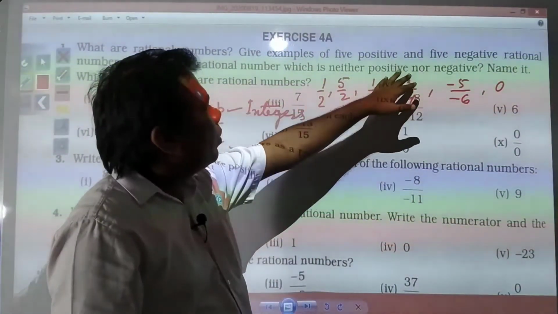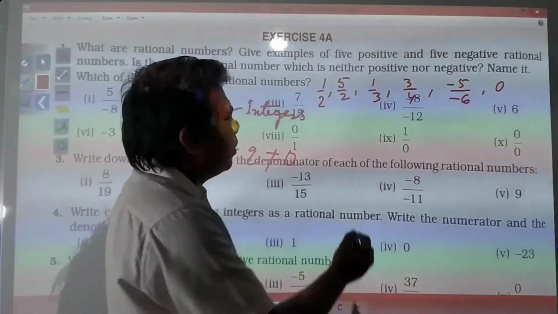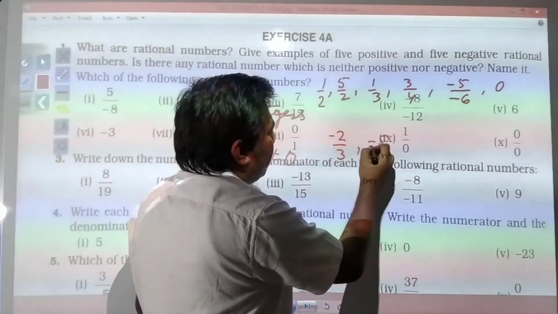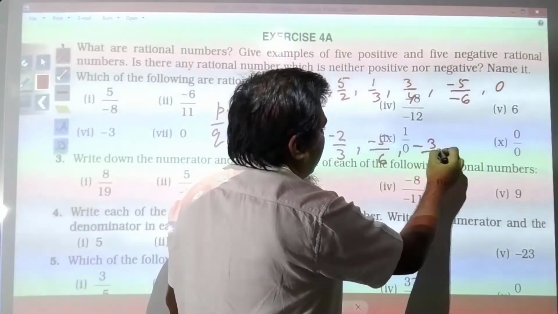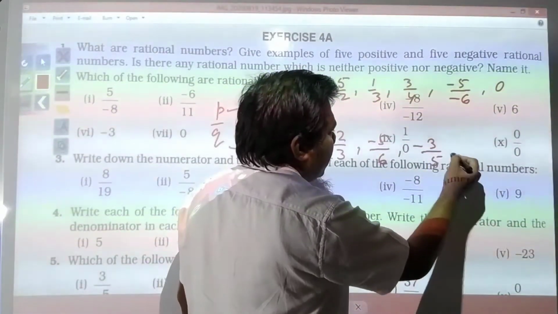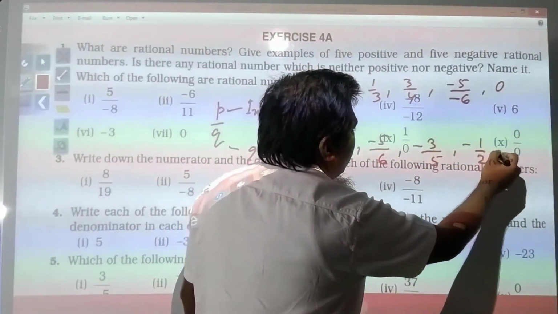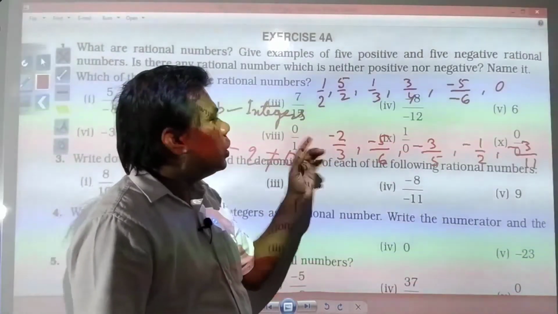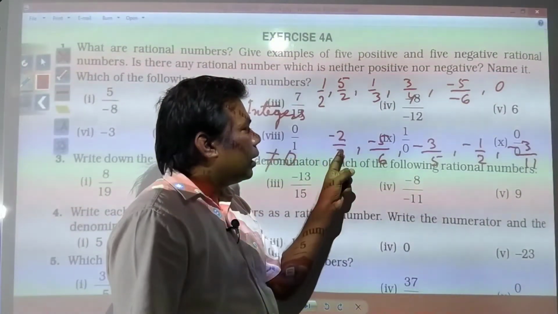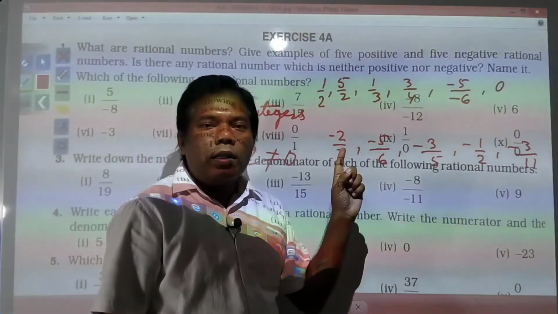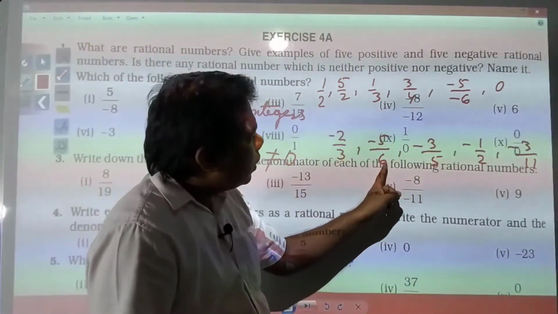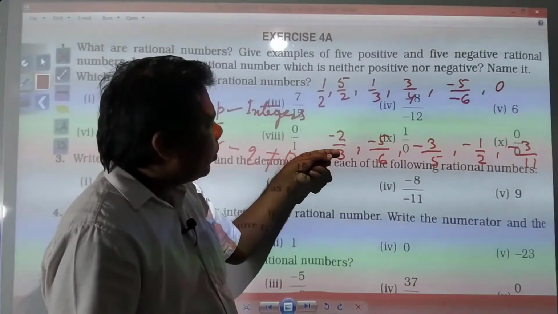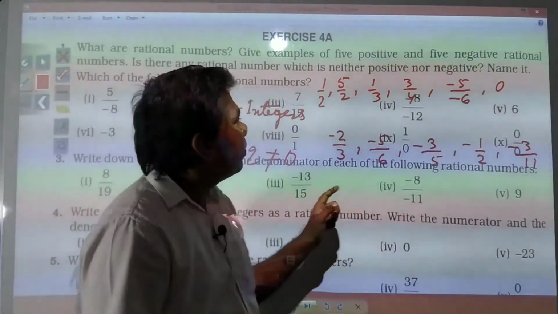In the same way, if you need to write 5 negative rational numbers, it will be minus 2 by 3, minus 5 by 6, minus 3 by 5, any number you can write, minus 1 by 2, minus 3 by 11. Any number whose either numerator or denominator, any one must be negative, those rational numbers will be called negative rational numbers. Either numerator or denominator must be negative.